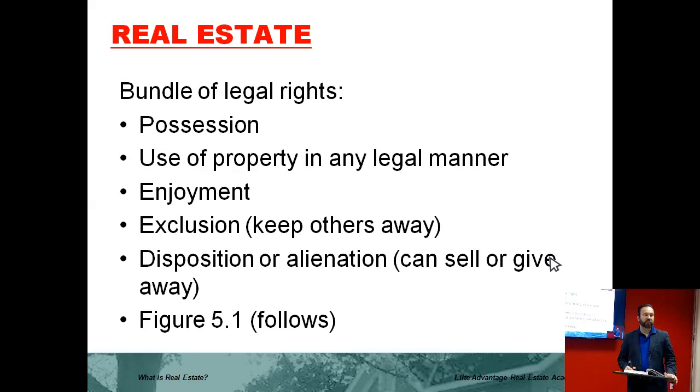But the bundle of rights itself is the use of the property in any legal manner, the enjoyment of the property, the ability to exclude people or keep them away from the property, to dispose of the property, or what we call alienation. You can sell or give it away. And then also, if you look at the top of 67 in figure 5.1, it says the ability to control the property and possess it.